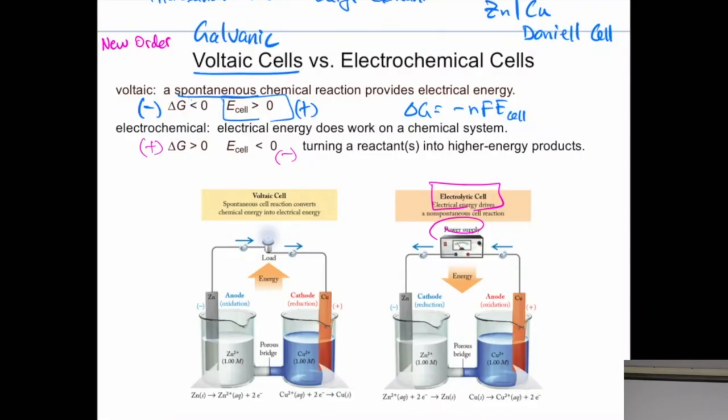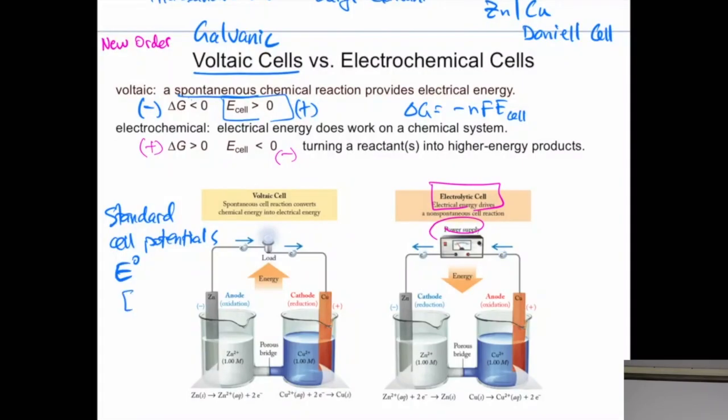Now, I also want to mention that we've been working with standard cell potentials, which is E with the little naught sign. And I want to remind you that standard is at 25 degrees Celsius or 298 Kelvin and atmospheric pressure, so 1 atmosphere, but really it's 1 bar, which is very close to 1 atmosphere. But most importantly, everything's at 1 molar concentration.